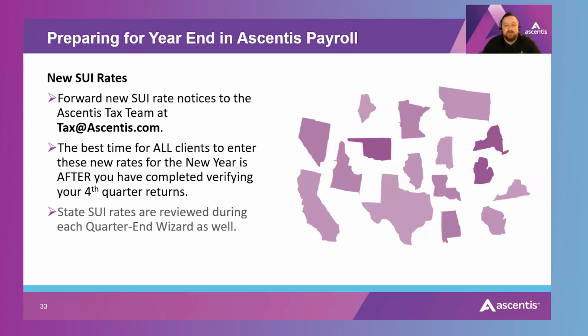It's also that time of year when each state sends out new SUI rates for each employer. Make sure you gather up all the SUI rate notices you get from all the states that you're registered in and forward them to our Ascentis tax team at tax@ascentis.com. The best time for all clients to enter these new rates for the new year is after you've completed verifying your fourth quarter returns. State SUI rates are reviewed during each quarter end as well to ensure rates are being used throughout the year.